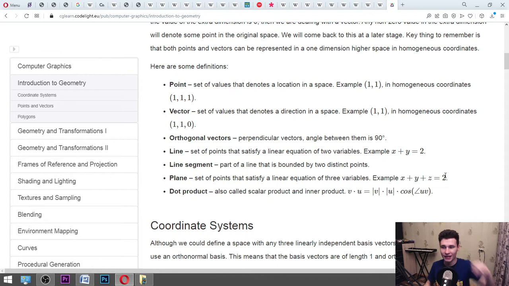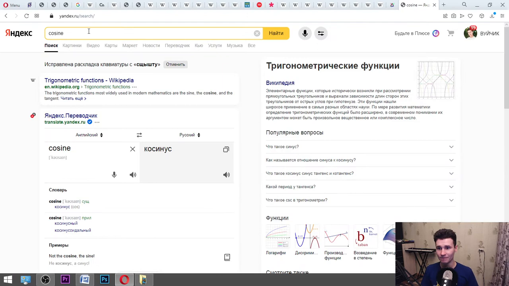Dot product, also called scalar product and inner product. Let's learn about it. It is v dot u equals the length of v times the length of u times cosine of the angle between u and v. We imagine that it looks this way: u and v are one vector and another vector, and there is the angle. And cosine, actually we can Google right now. One moment, cosine.